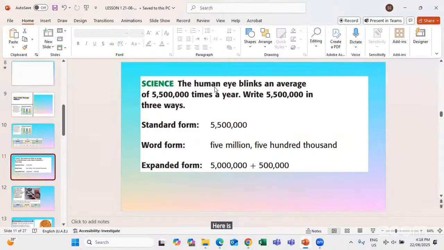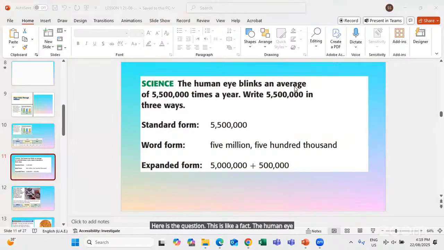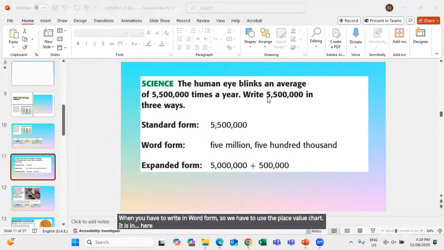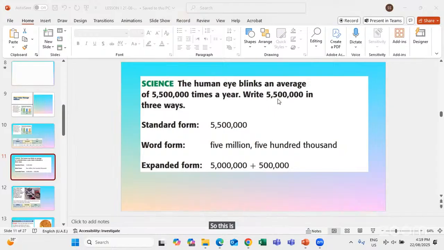Here is a question. This is like a fact: the human eye blinks an average of this many times a year. Write this number in three ways. First of all, this number is already given to us in standard form. When you have to write in word form, we have to use the place value chart. It is in the millions place. So this is 5,500,000. And then expanded form, it is 5 millions plus 500,000. So this was a new fact.